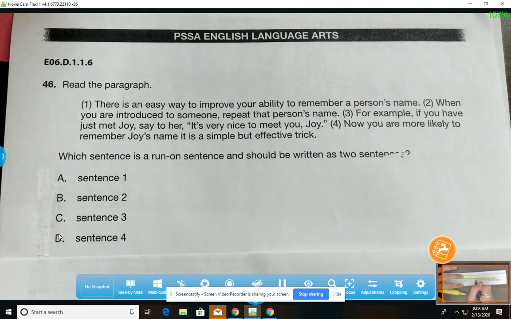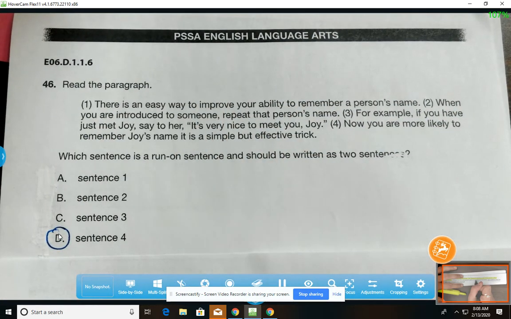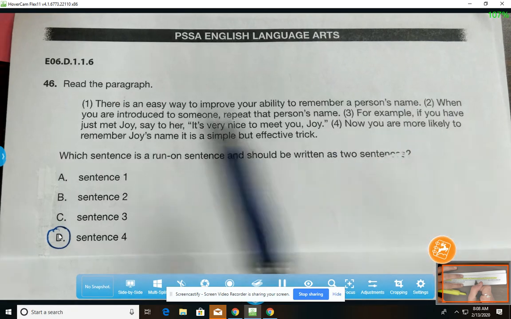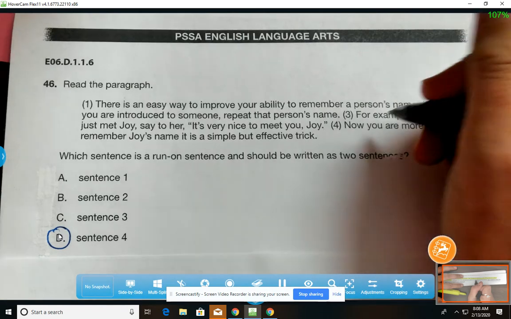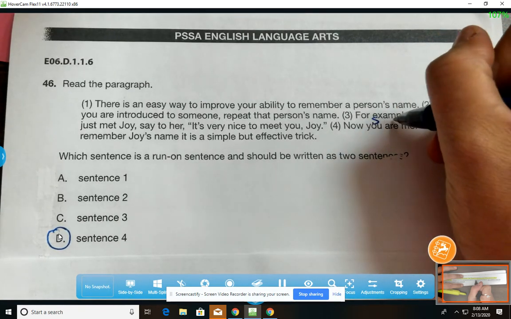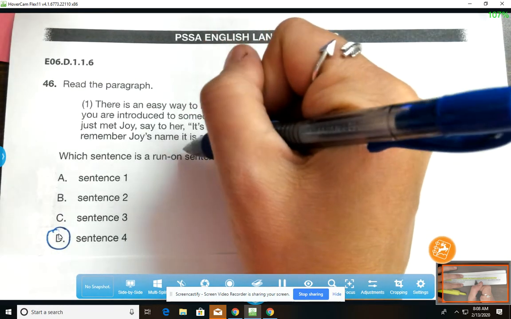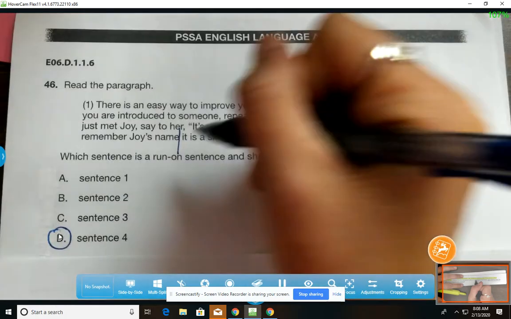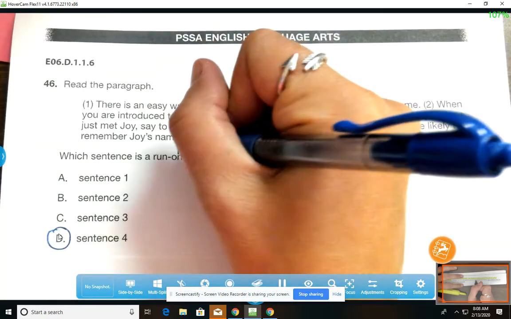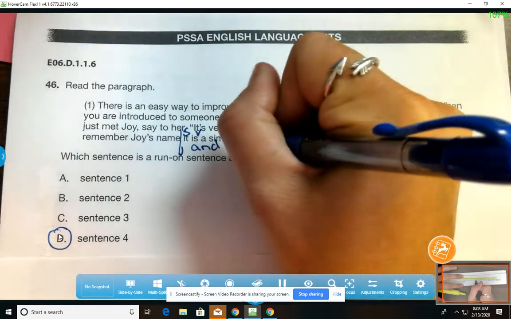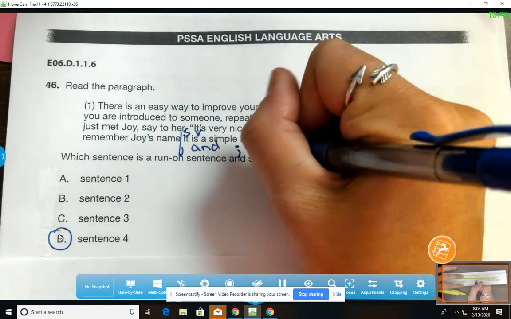The correct answer for this one is D, sentence 4. Let's look at D, sentence 4. Now you are more likely to remember Joy's name. It is a simple but effective trick. Use the subject. Are is the verb. There's a new subject and verb. That all ends here. It is a new subject. Is a new verb. Both can stand alone. So we need a comma and, or a semicolon if we want to keep them together, or if we want to separate, just put in that end mark.